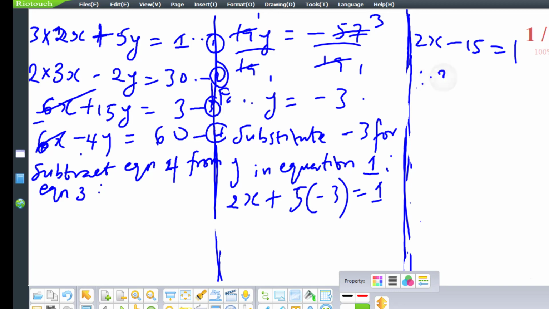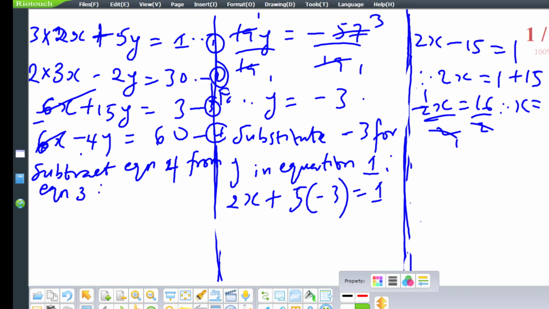Therefore, 2x is equal to 1, minus 15 comes here, becomes plus 15, and then we have 2x is equal to 16. Divide both sides by 2. Therefore, x is equal to 2 here 1, 2 here 1. So 2 in 16, 8. Our x is equal to 8. So that's that using the elimination method.